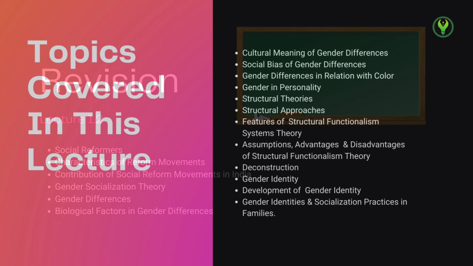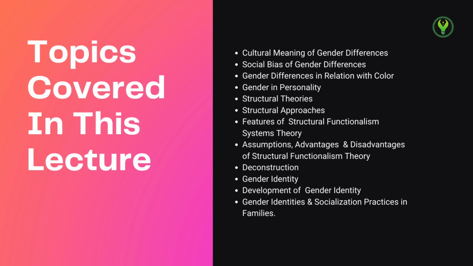So let's look at the topics which you will learn after the end of the lecture. So we will start with cultural meaning of gender differences, social bias of gender differences in relation with color, gender differences in personality, structural theories, structural approaches, features of structural functionalism systems theory, assumptions, advantages and disadvantages of structural functionalism theory, deconstruction, gender identity, development of gender identities and socialization practices in families.